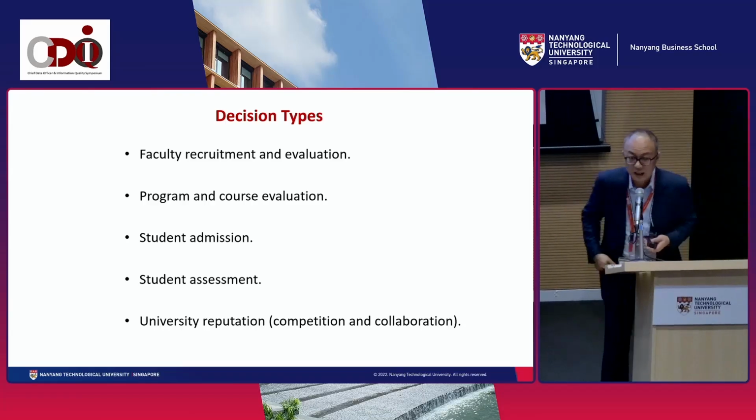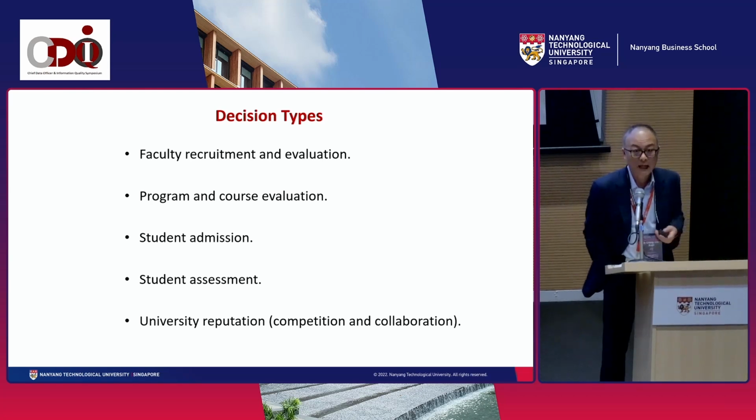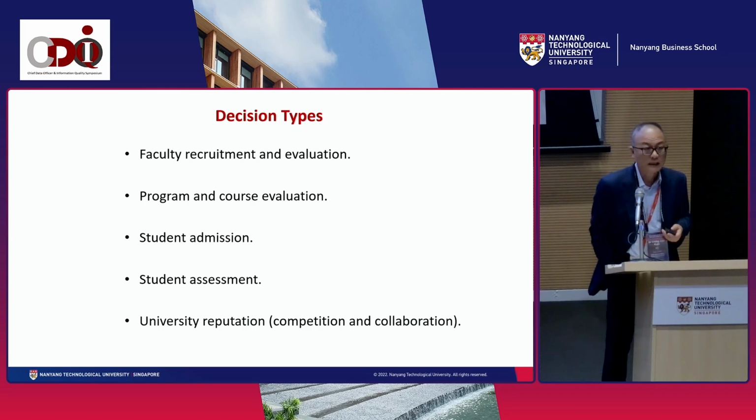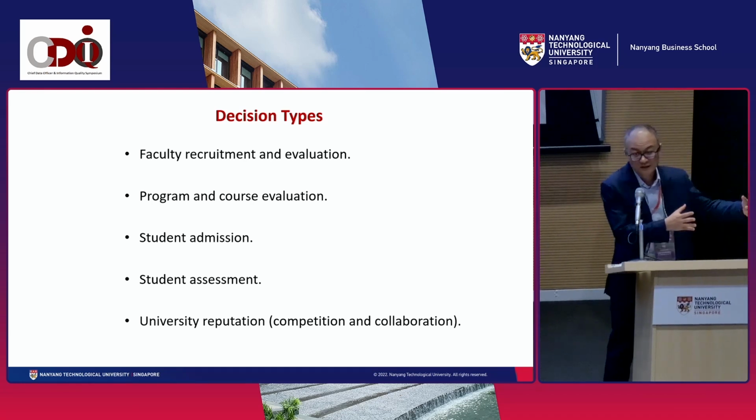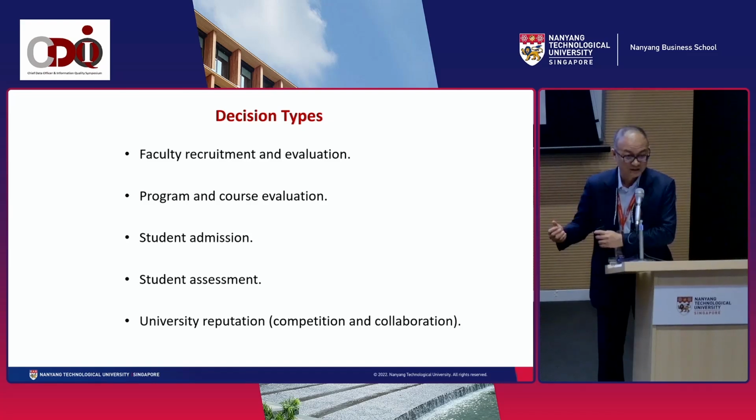First of all, let me share with you the type of decisions that we make at the university. The first one is faculty recruitment and evaluation. We are different from other industries in the sense that our faculty members come in and go out, and that repeats every year. Every year we have to go out and recruit, and every year there will be some who could not make it.